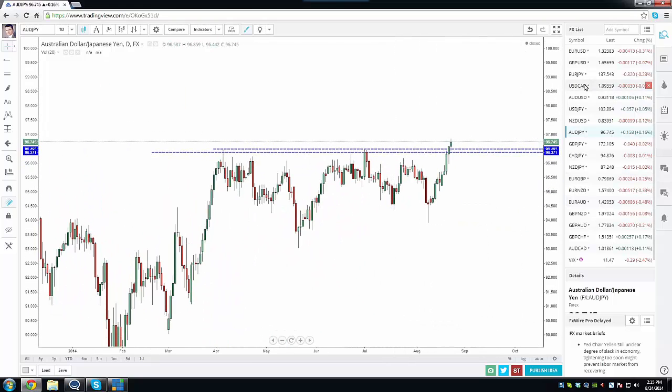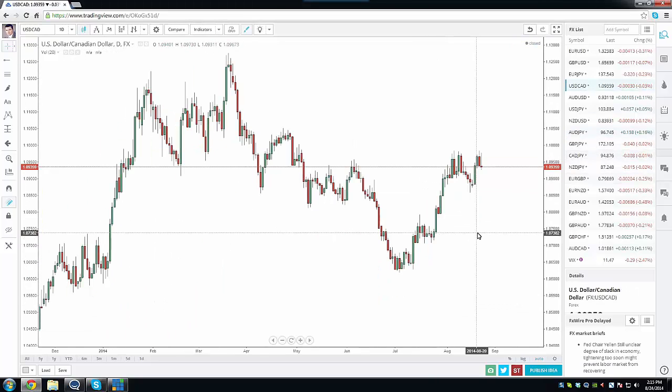And the last thing we were going to look at was USD Canada. Quite simply here, little double top. Okay, be aware of this. This little double top could present a move lower.